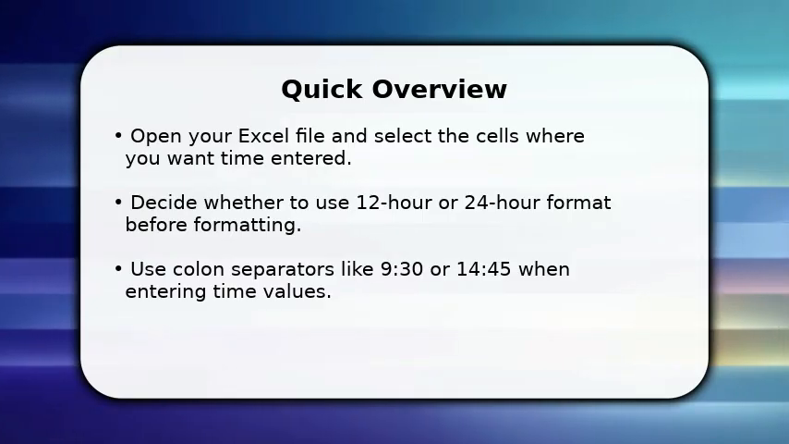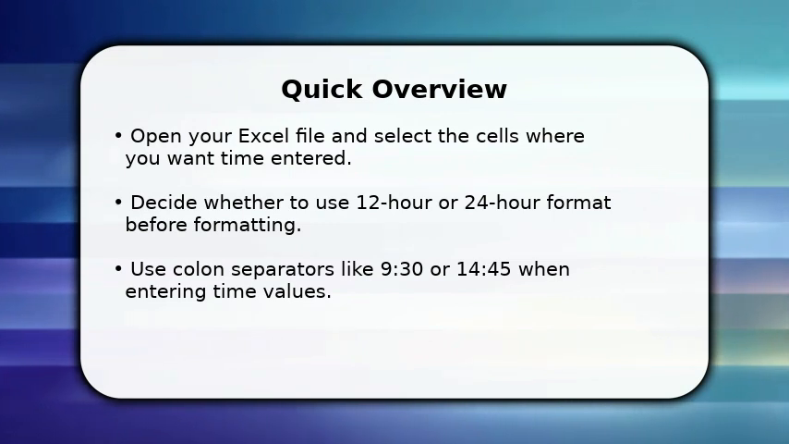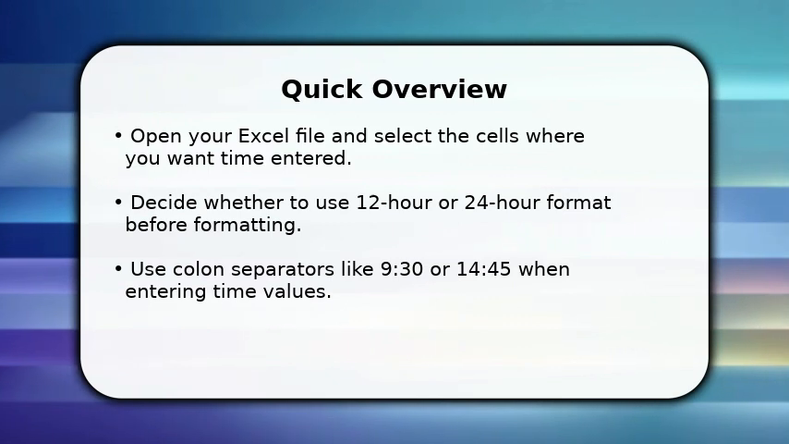In this video, I will show how to set up time in Excel the easy way. Begin by selecting the cells you want to convert to time and type a sample time like 9:30 or 14:45 to test. Next, open the Format Cells dialog and choose Time or Custom.